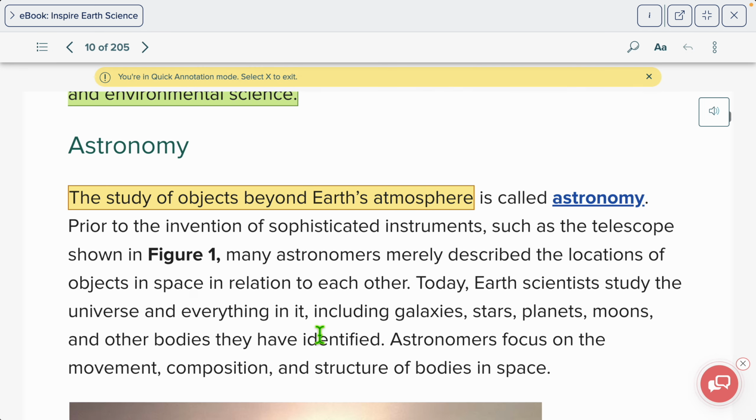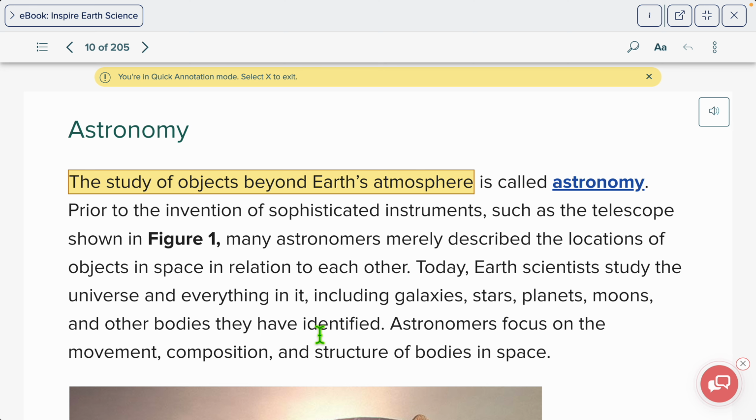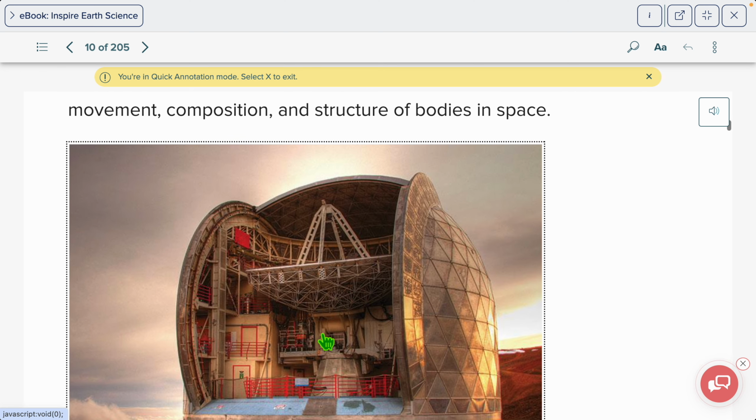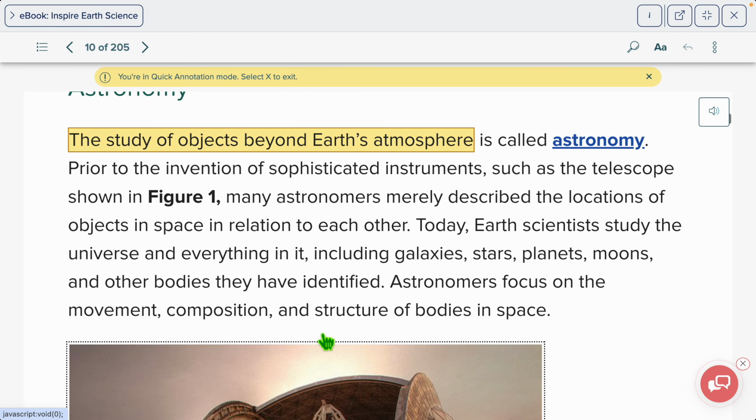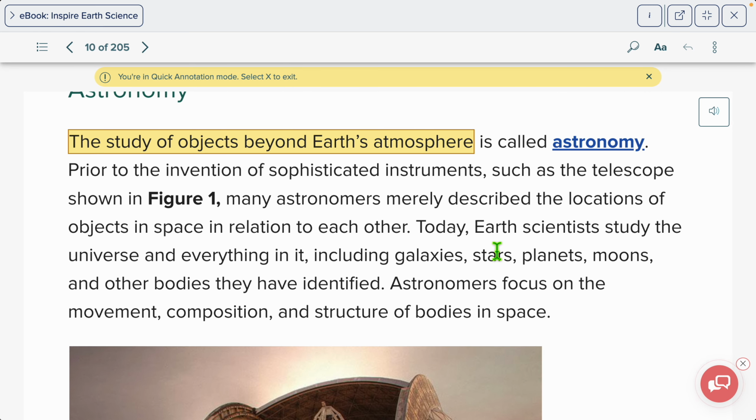Prior to the invention of sophisticated instruments such as the telescope shown in Figure 1, just down here, many astronomers merely described the locations of objects in space in relation to each other. Today, Earth scientists study the universe and everything in it, including galaxies, stars, planets, moons, and other bodies they have identified. Astronomers focus on the movement, composition, and structure of bodies in space.